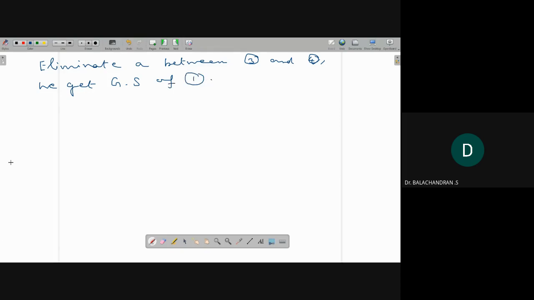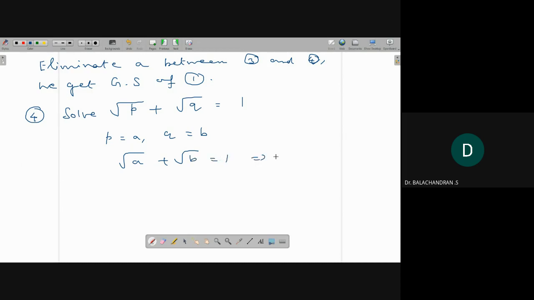And then the next problem is: solve root p plus root q is equal to 1. I think this problem you can easily solve. What is p? p equal to a, q equal to b. So root a plus root b equal to 1. From this, root b is 1 minus root a, so b is (1 minus root a) whole square.